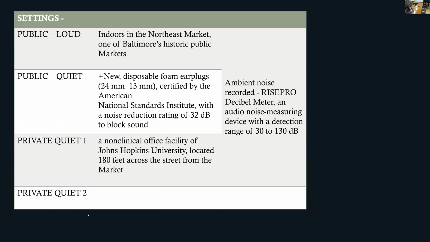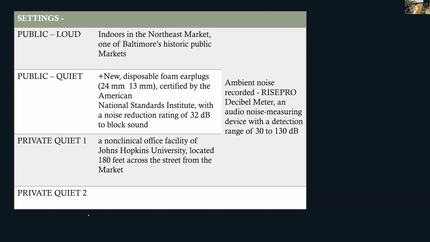So coming to the 3 sequences, they had 3 settings. One was public loud. This was indoors in the Northeast Market, Baltimore's public market. Public quiet, which is the same place with disposable earplugs, which were certified by the American National Standards Institute. It reduces the noise rating by 32 decibels. The noise in all the areas was recorded by a decibel meter, which measured the decibels in each of the 3 settings.